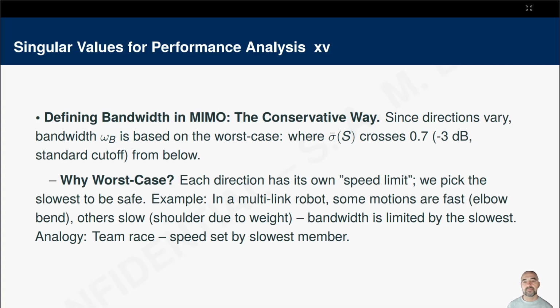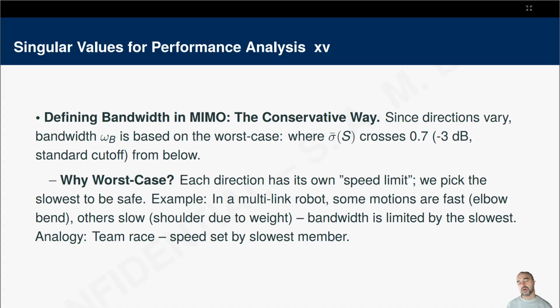For example, in a multi-link robot, some motions are fast, for example the elbow bend, others slow. Bandwidth is limited by the lowest. And again, it does make sense. In other words, speed is always set by the slowest member of the team of your system.